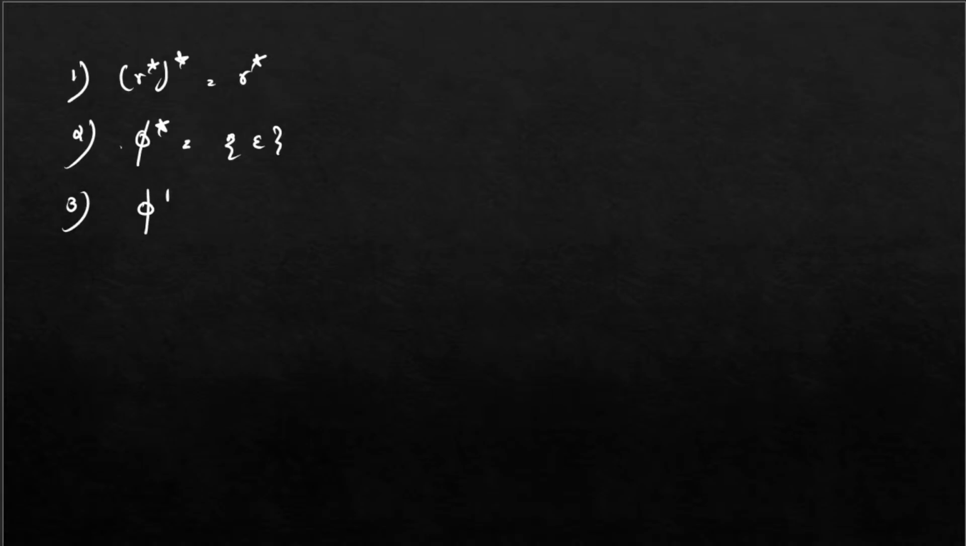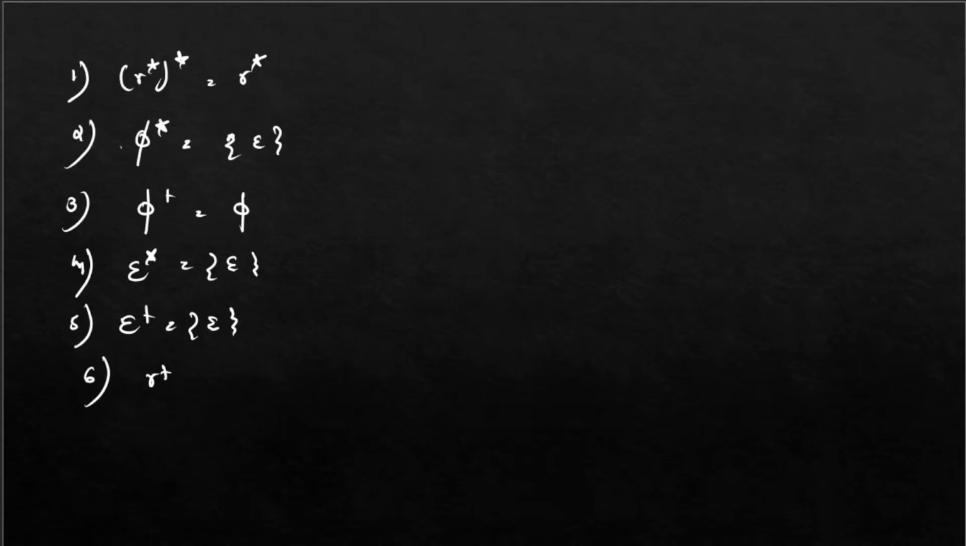Okay, now let's discuss some standard results for regular expressions. The very first is (R*)* is R*. Second is epsilon, phi star: phi* is epsilon. Third is phi plus: phi+ is equal to phi. Fourth is epsilon star: epsilon* is equal to epsilon. Fifth is epsilon plus: epsilon+ is equal to epsilon.